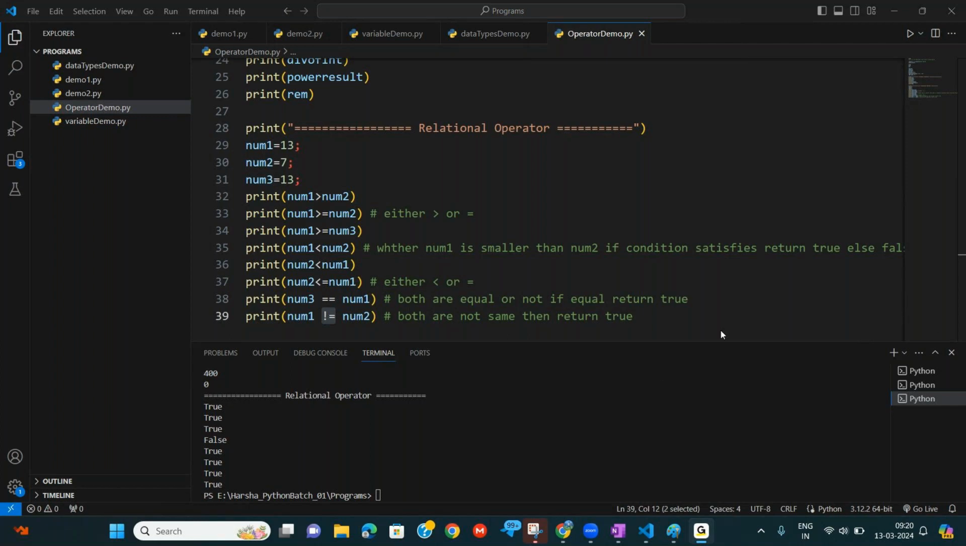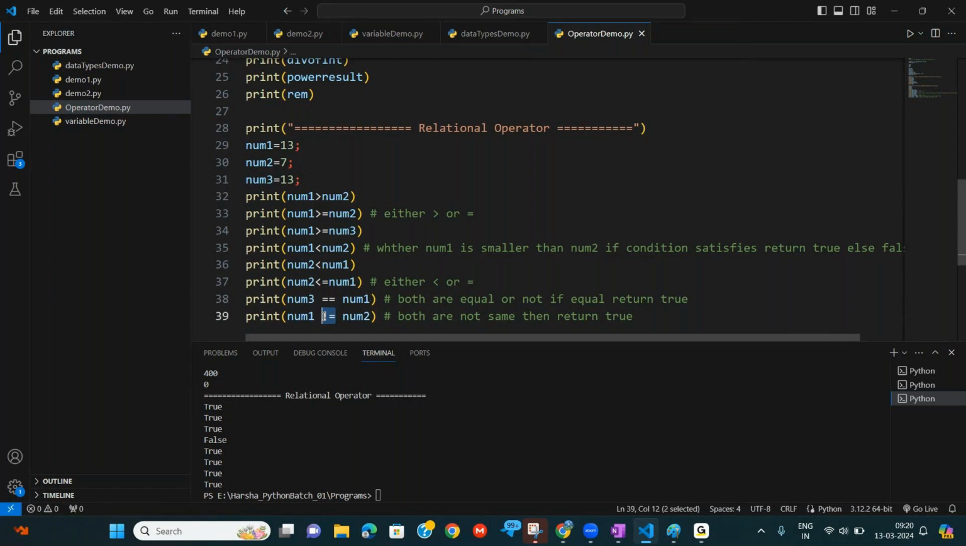Sir, the last one, you're using a symbol, right? Exclamation. Yes, the exclamation I'm using. So this is actually exclamation equal. This means not equal.